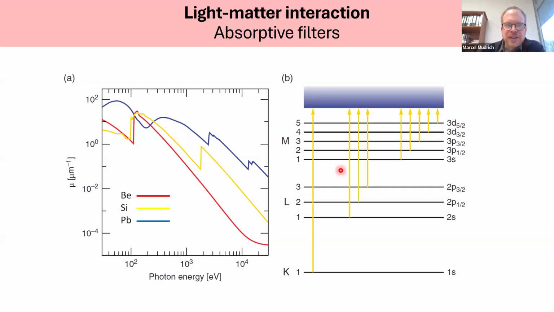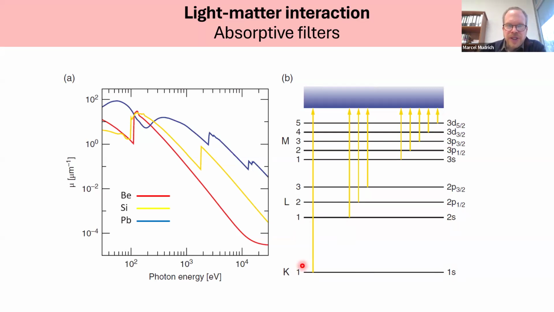electronic inner shells. Most prominently, the most strongly bound electron is the one in the K shell, in the 1s. I mean, you're probably familiar with this notation. K shell means the 1s electrons. L shell is the n equals 2 principal quantum number. M is n equals 3, and so on.